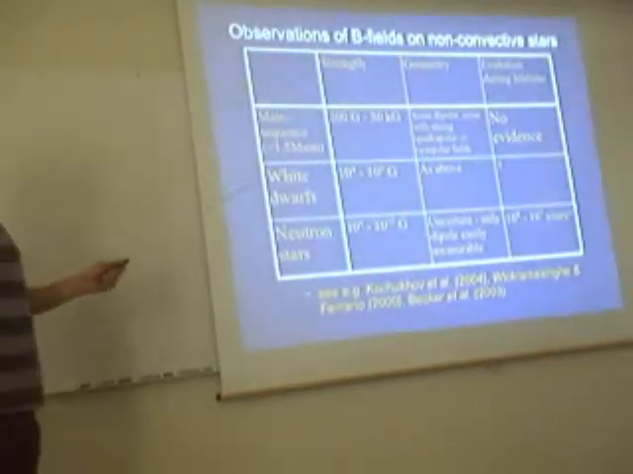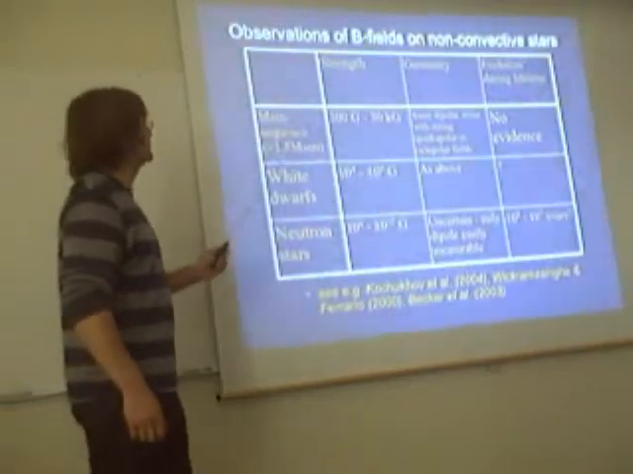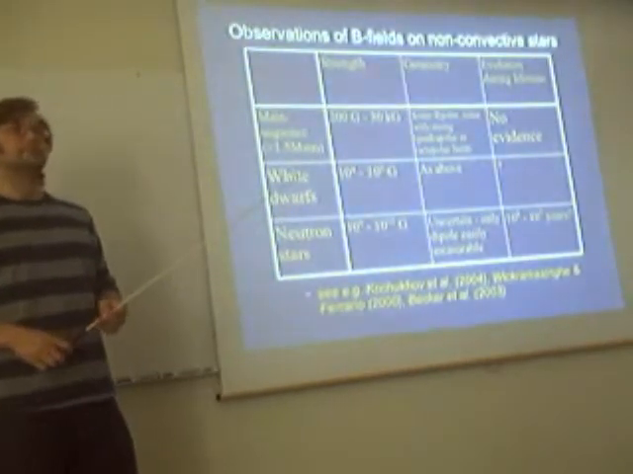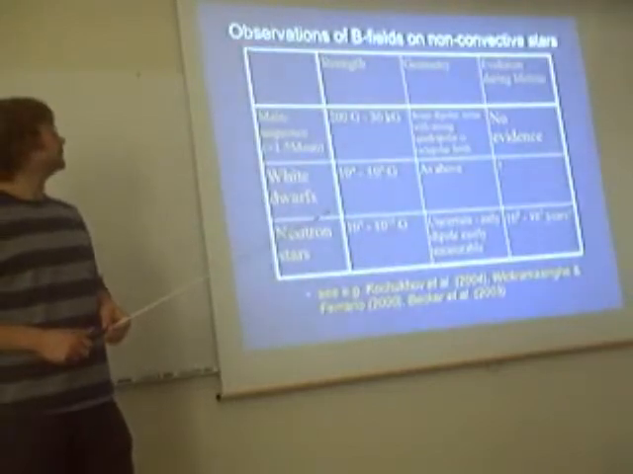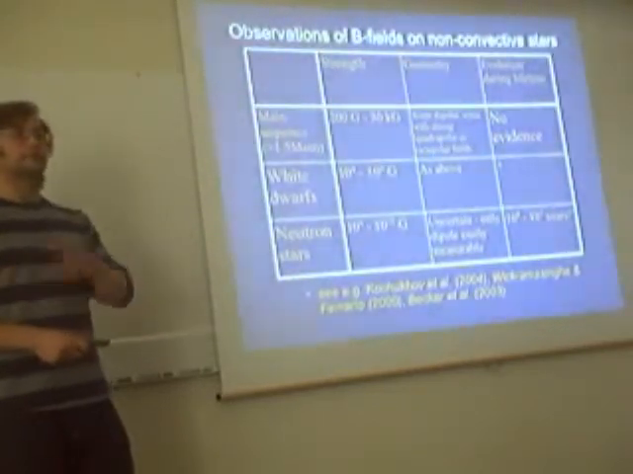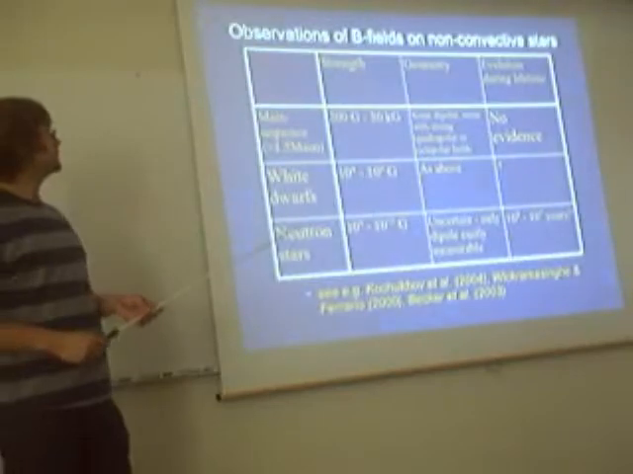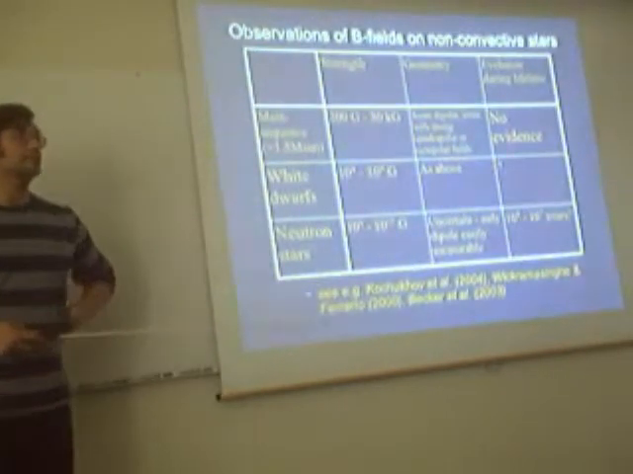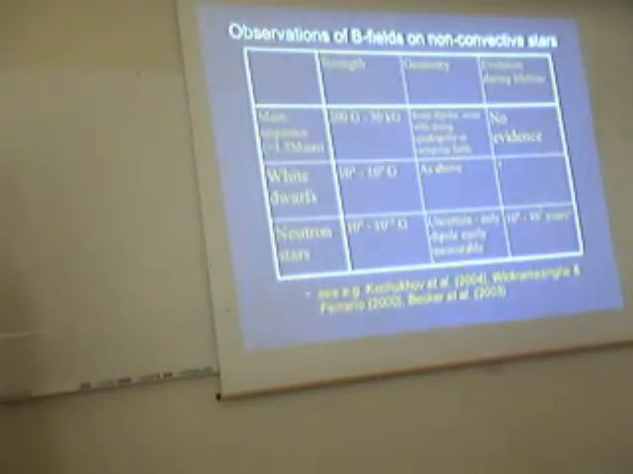And how do we observe these fields to evolve? Well, on main sequence stars there's no evidence at all that these fields evolved in time, over a time scale of the age of the star. In white dwarfs, we're lacking evidence of anything. In neutron stars, it seems that these fields do decay on time scales of 10 to the 4 to 10 to the 7 years.